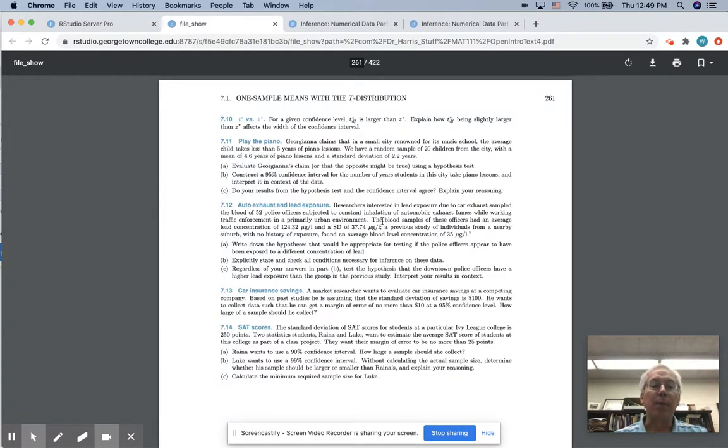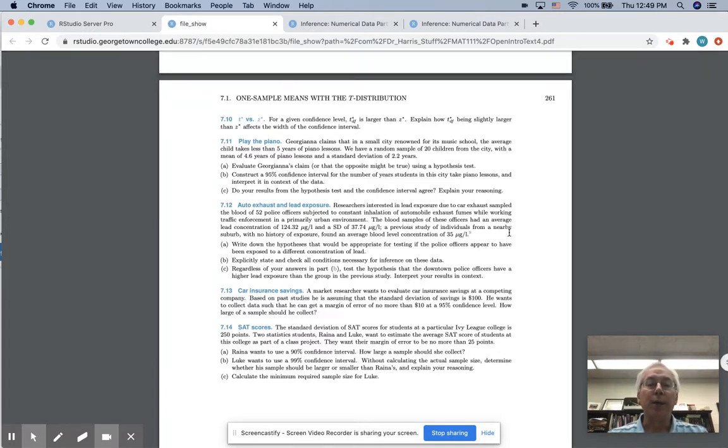Let's read problem 7.11. Georgiana claims that in a small city renowned for its music school, the average child, and I'm saying strike the words "less than," takes 5 years of piano lessons. So we're not going to worry about the words "less than" here, just ignore them.